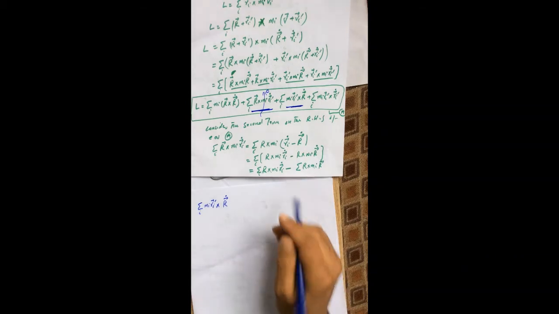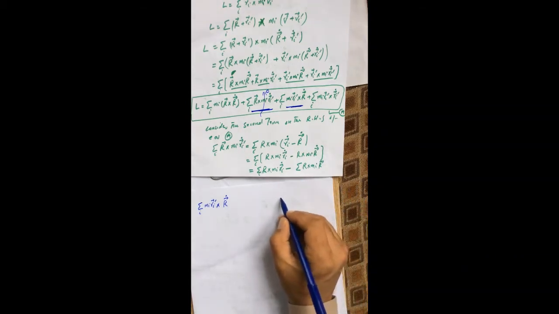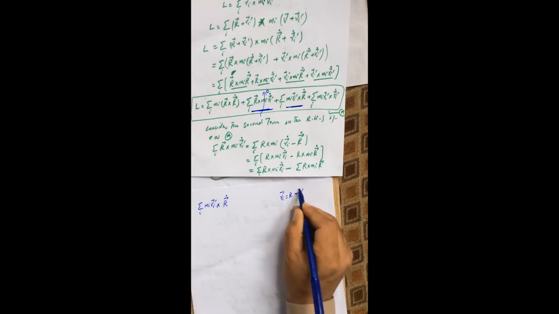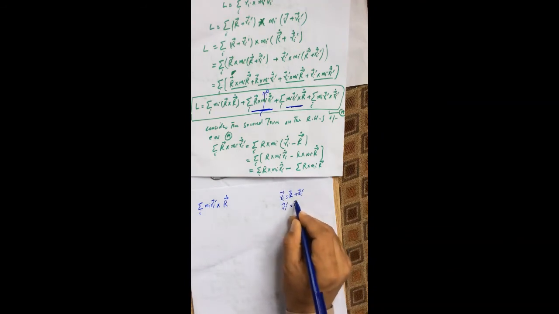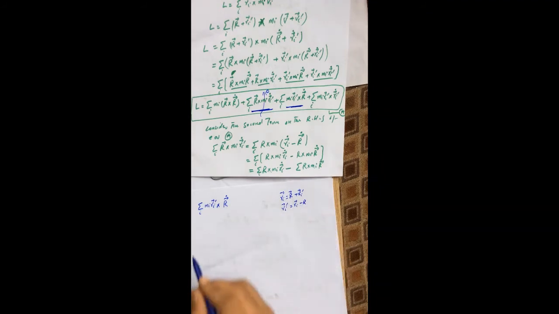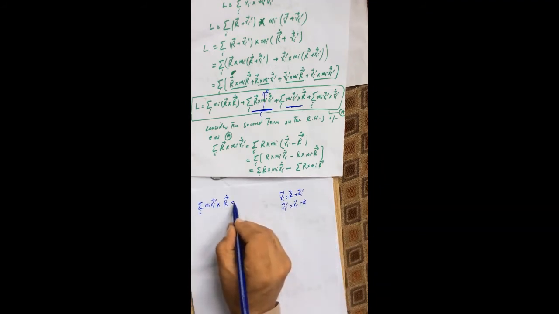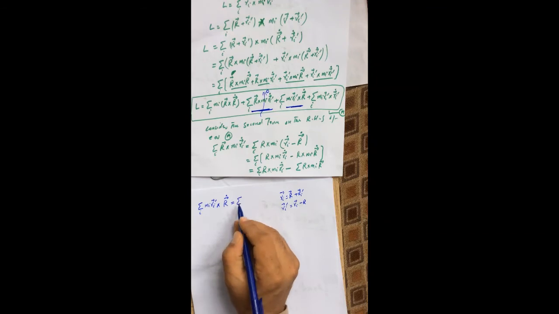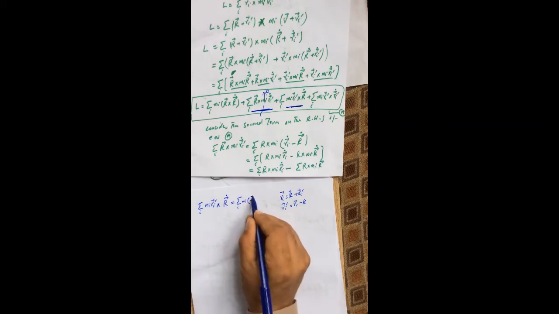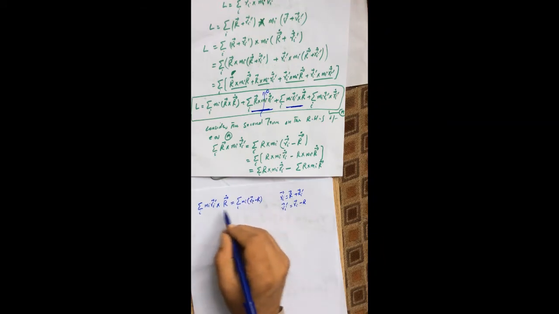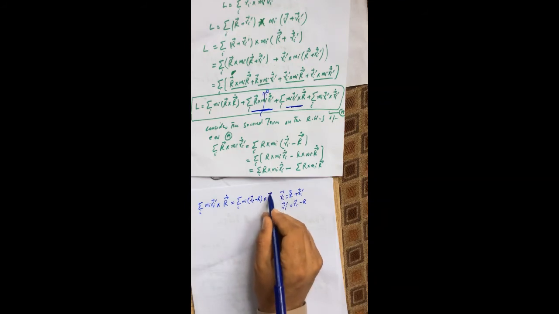Now we know that ri prime is basically, because we know that ri is equal to R plus ri prime, okay, from our previous equation. So it means that ri prime will be equal to ri minus R. So this will be replaced by sum over I mi. Instead of ri prime I will put ri minus R. Okay, and then we have cross R dot.